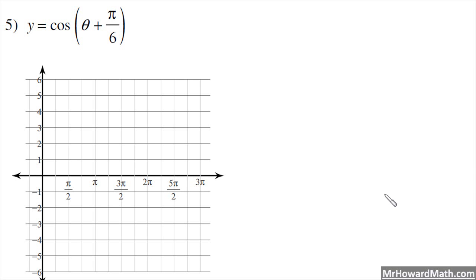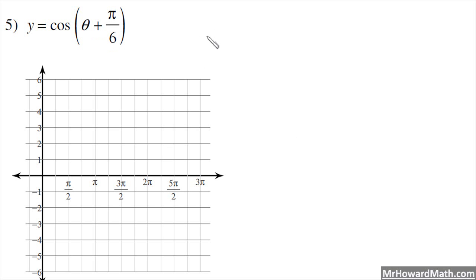This is part 3 of graphing sine and cosine functions. In part 1, we identified all the major components. In part 2, we started graphing some transformations, and here we are in part 3. We're going to do 3 examples, and I'm going to try to speed it up a little bit so we can get these in and make the video a reasonable length of time.